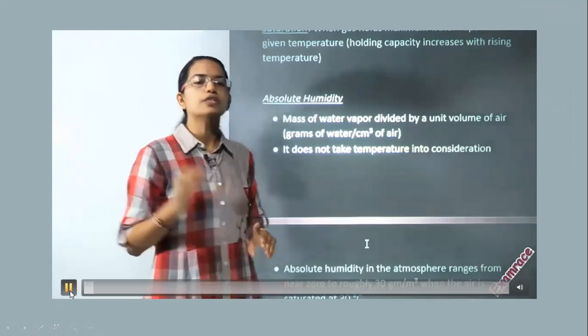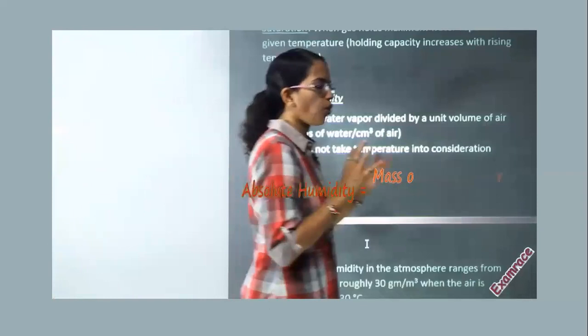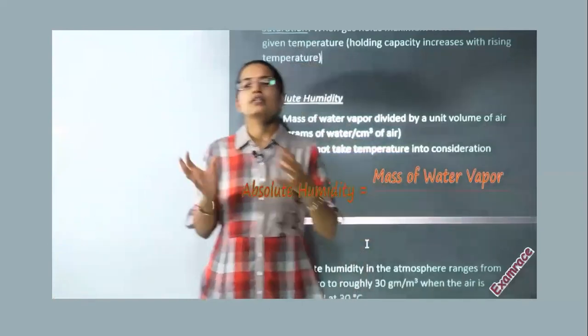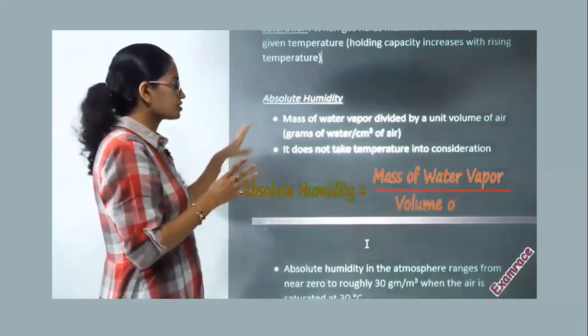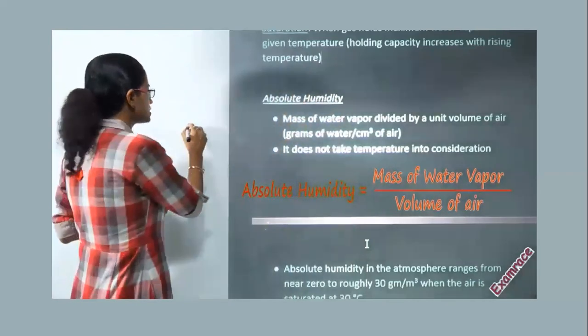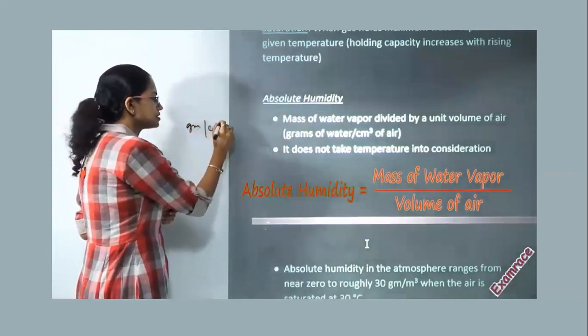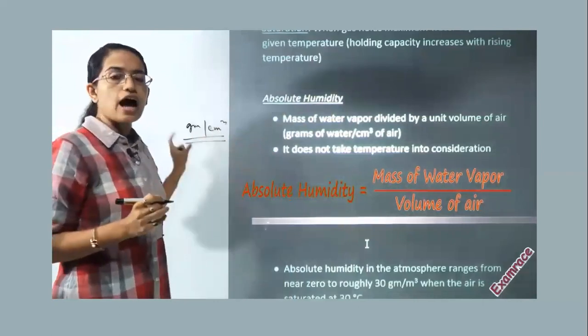First, let's talk about absolute humidity. Absolute humidity is the mass of the water vapor which is present per unit volume of the air. So absolute humidity is measured in grams per cubic meter or cubic centimeter. So that's how we understand absolute humidity.